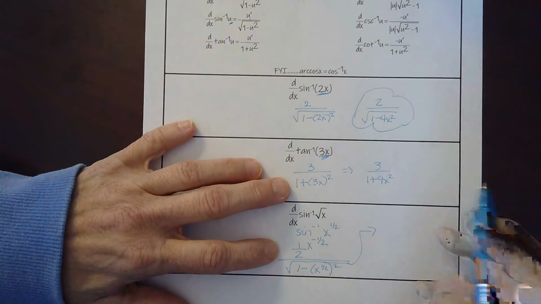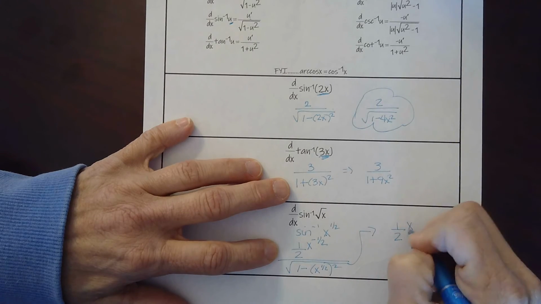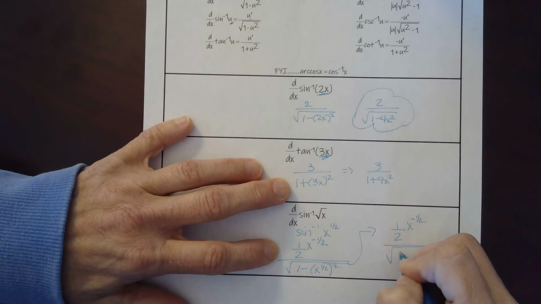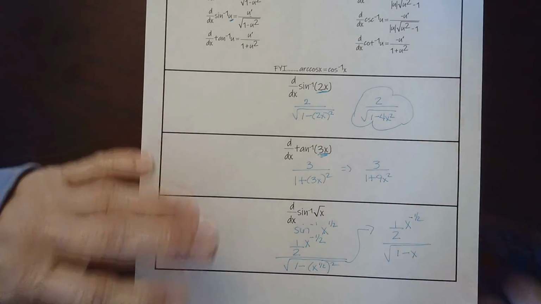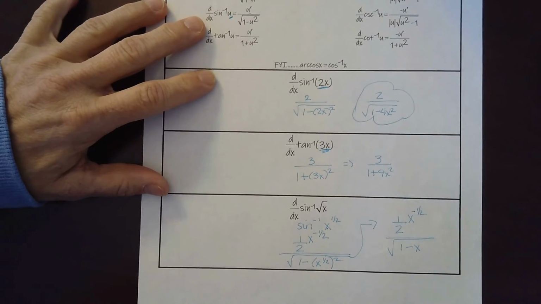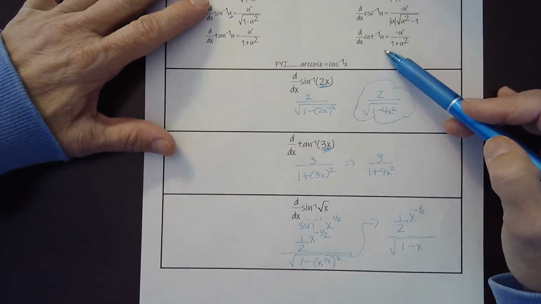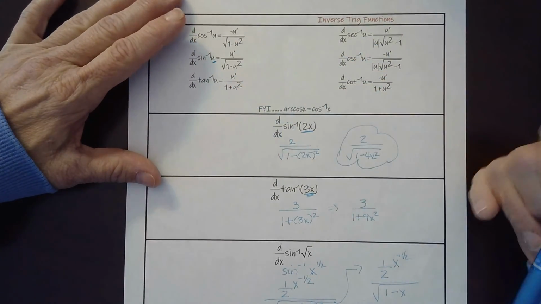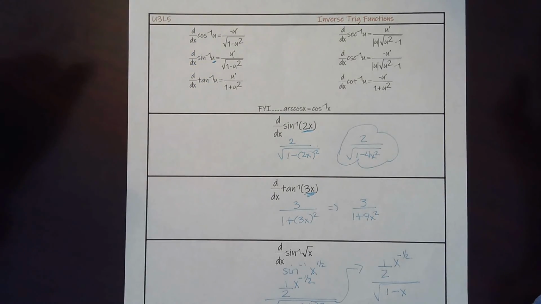So that's going to turn out to be, it's pretty nasty, but 1/2 x to the negative 1/2 over the square root of 1 minus x. When you take x to the 1/2 and square it, you're left with x. So there's your derivative. So this is just a matter of making sure that you know how and when to use those formulas. So there they are. Okay? All right. And that's going to wrap up Unit 3.